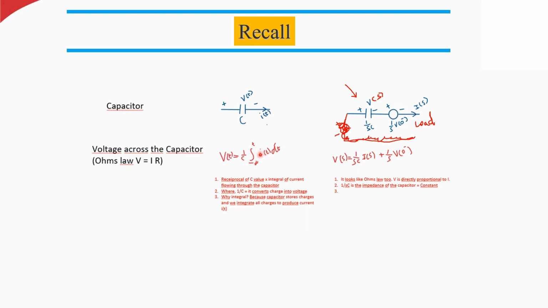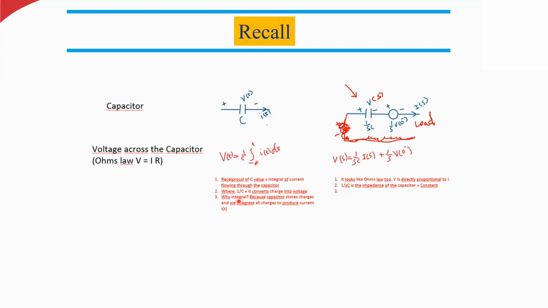Now if you want to convert the charge into current, of course we are using this integral. Instead of writing the charge Q, we write the current directly because we already put the integral and the limit. So I of t times dt, with the reciprocal of the C value. Here you can see the reciprocal of C times the integral of the current flowing through this capacitor gives the voltage drop or the voltage potential across the capacitor. Where 1 divided by C is a constant, it converts the charge into the voltage.